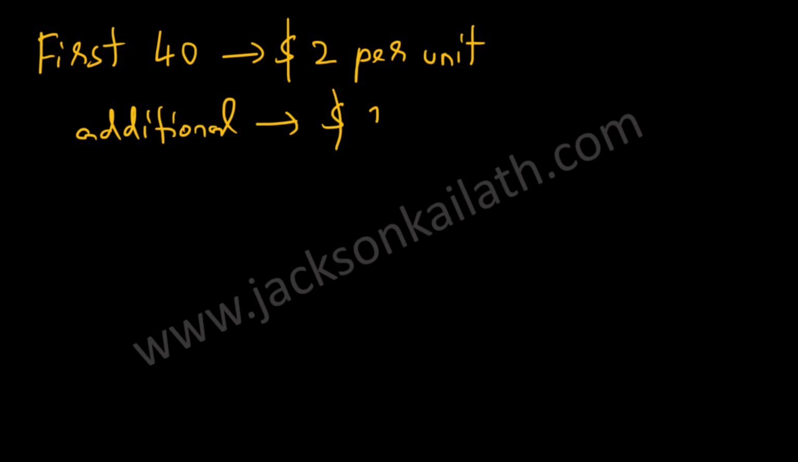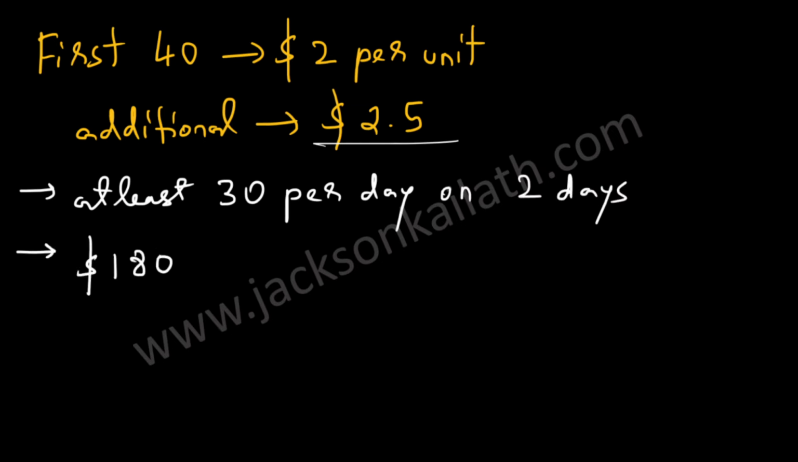In this question, it's given that Greg gets $2 per unit for the first 40 units, and for each additional unit he gets $2.5. It's also mentioned that for a particular 2 days he made at least 30 units per day and he was paid a total of $180. Now we need to find the maximum number of units which he made on a particular day.